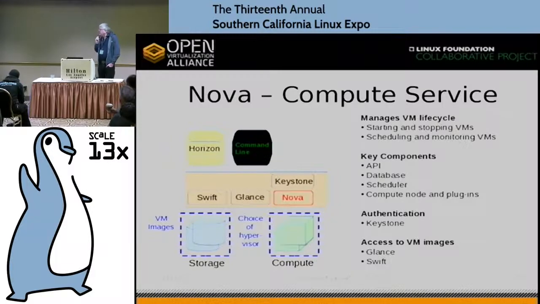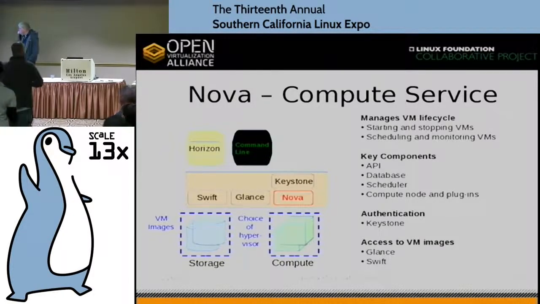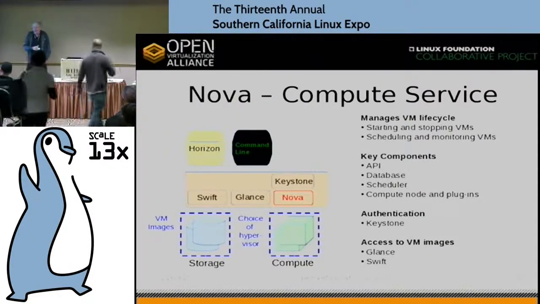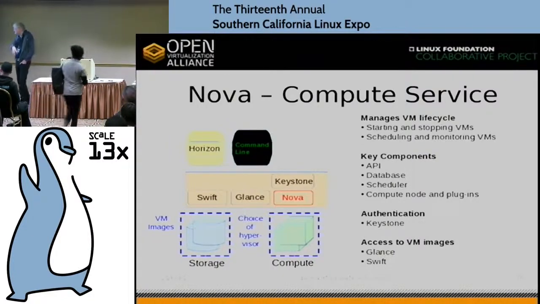So Nova is the software that manages the compute nodes. As we said, it interacts with hypervisors. Nova doesn't have its own hypervisor. It provides pluggable modules, so you can choose the hypervisor or have a mixture of hypervisors. And it starts and stops virtual machines, schedules them, decides where it's going to run them, monitors them, and moves them around. And it uses a couple of other components.